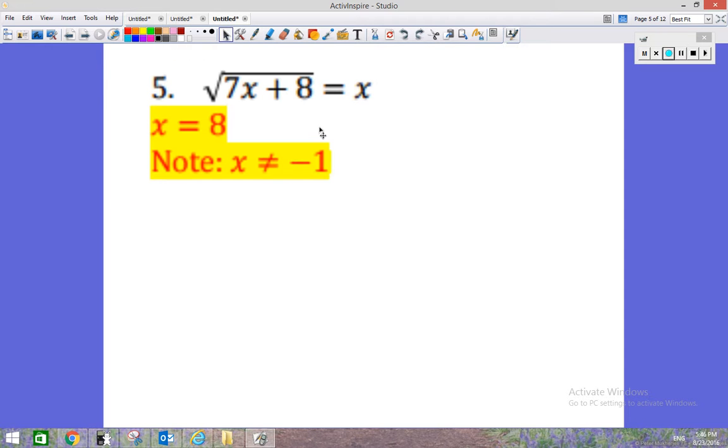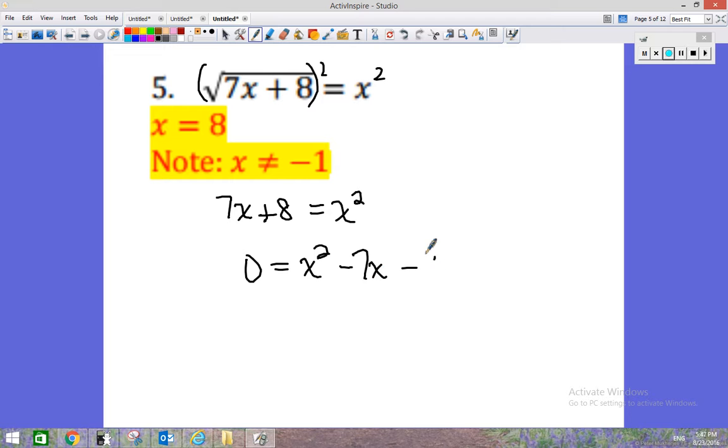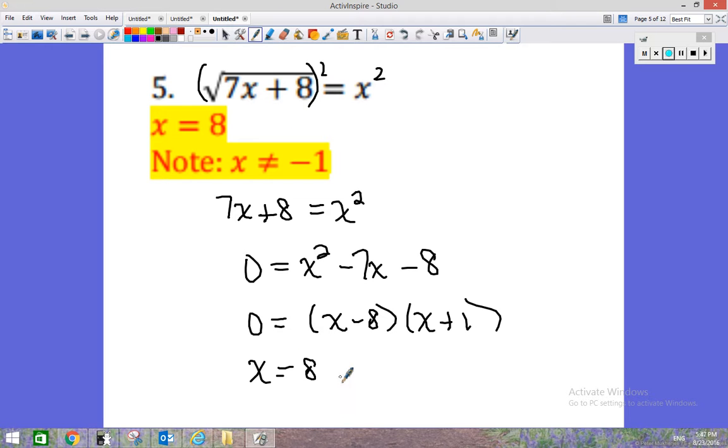Well, the square root is by itself. It's just equal to the variable x. So this one should be pretty straightforward. If we square the left-hand side, the radical goes away, and we get 7x plus 8. If we square the right-hand side, we get x squared. That's a quadratic equation. Let's get it in standard form. X squared minus 7x minus 8. If we factor that, we've got x minus 8 and x plus 1. Possible solutions to the original equation are 8 and x equals negative 1.